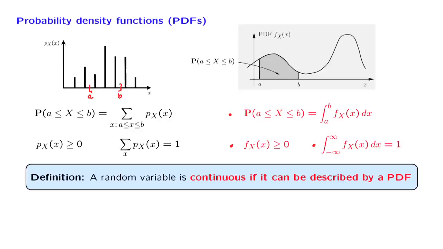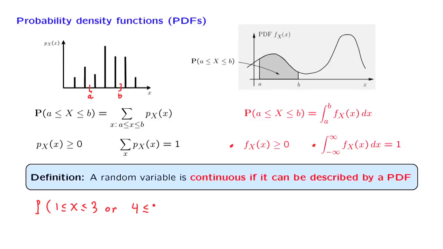Now, once we have the probabilities of intervals as given by a PDF, we can use additivity to calculate the probabilities of more complicated sets. For example, if you're interested in the probability that X lies between 1 and 3, or that X lies between 4 and 5.